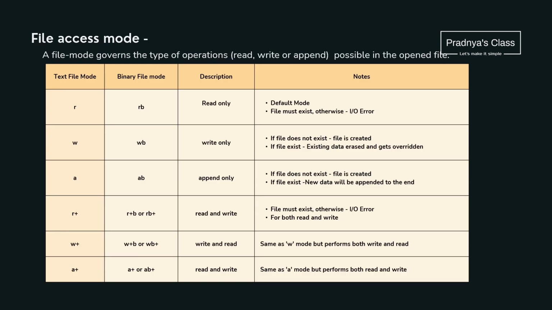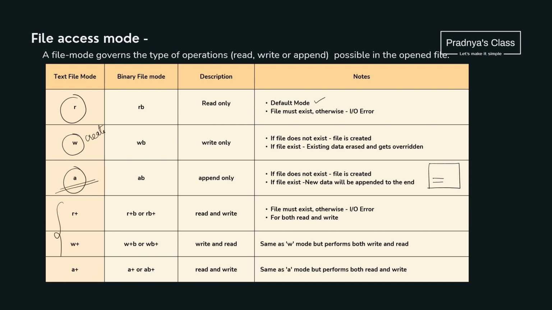Let's discuss the different types of mode which we can use with the open function. First is R mode. This is the default mode. If you don't mention any mode, the file will open in the read mode. The second mode is write mode. And the third mode is the append mode. If there is already data in the file and you need to append some more data, at that time you will be using append mode.